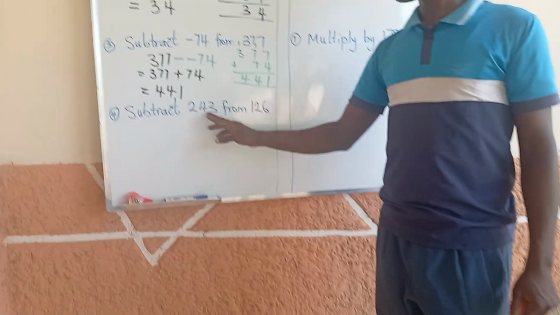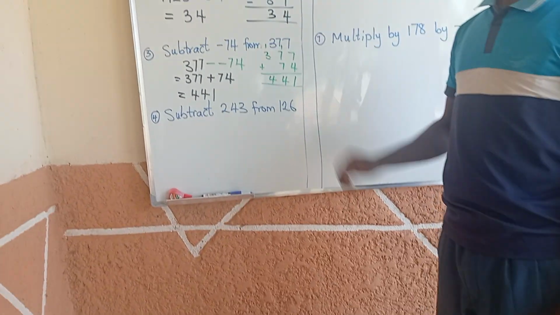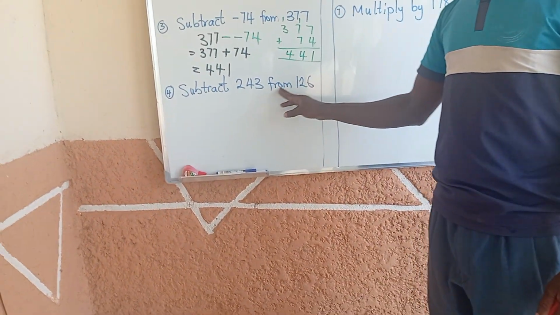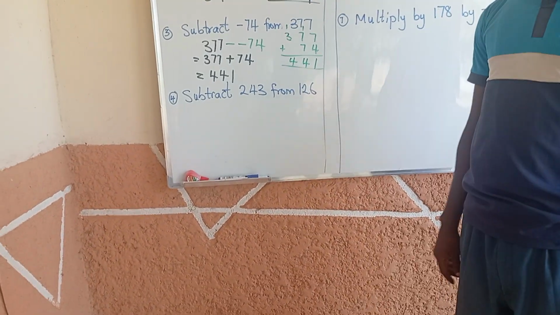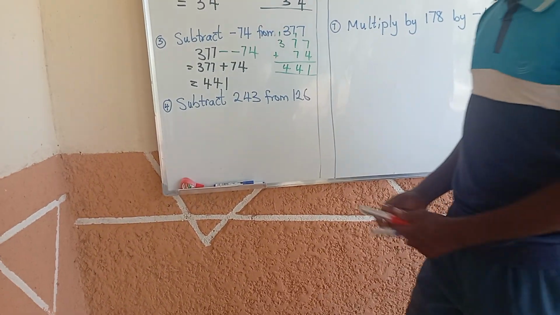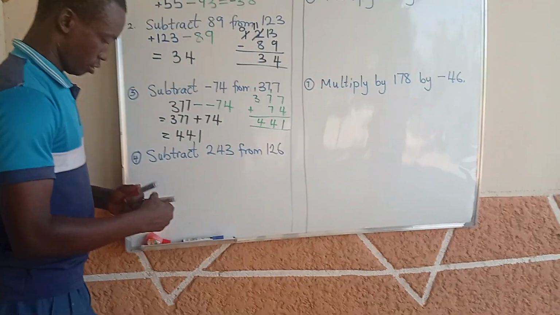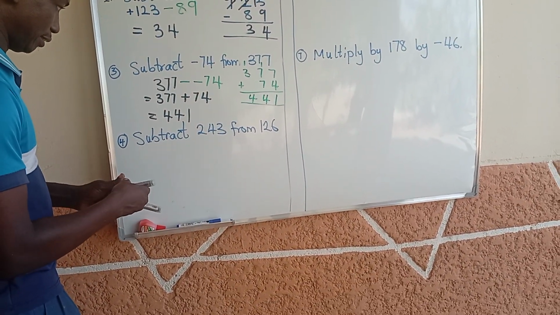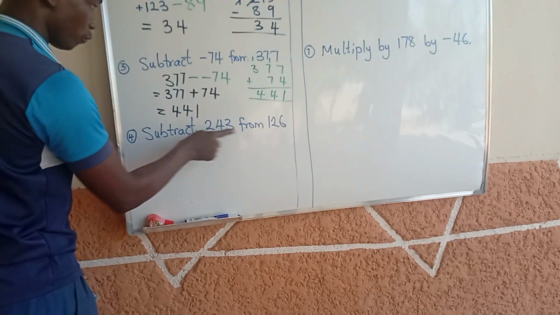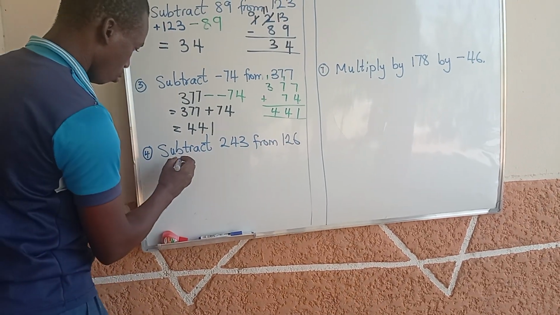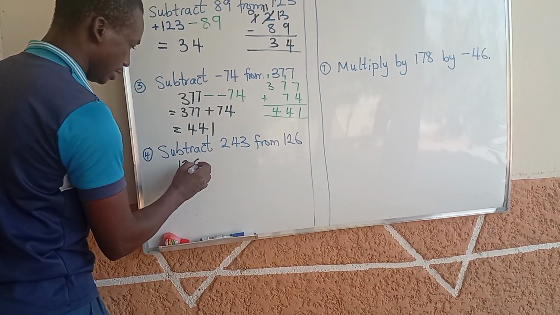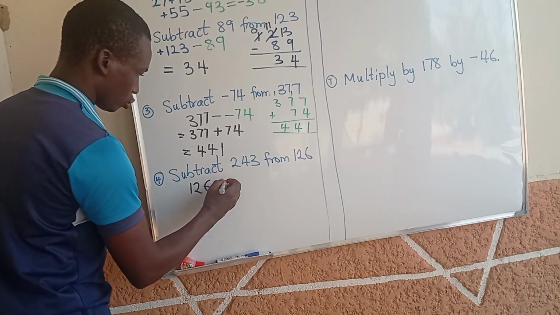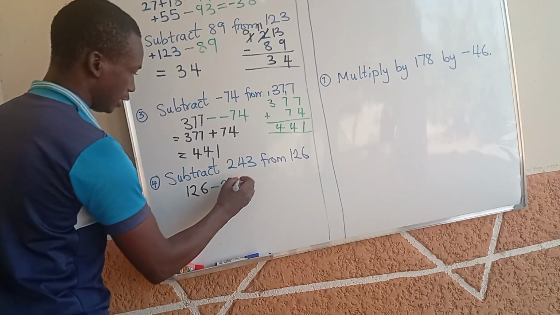Subtract 243 from 126. How do we do this? Our expression will be written like this. This is where we are removing 243. So we are going to say 126 minus 243.